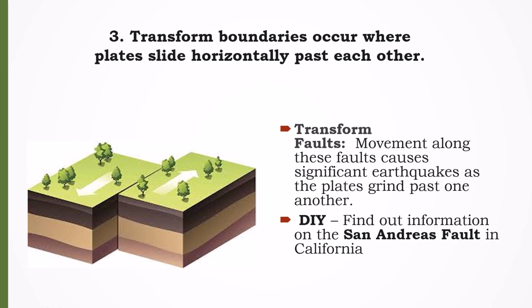The third boundary is the transform boundary, that occurs where two plates slide horizontally past each other. Transform faults: movement along these faults causes significant earthquakes as the plates grind past one another. Do it yourself. Find out information on the San Andreas Fault in California.